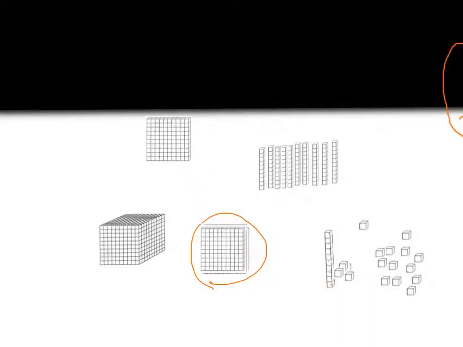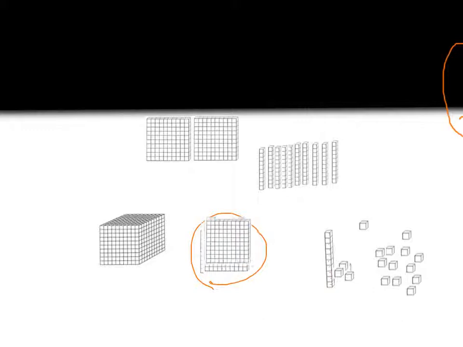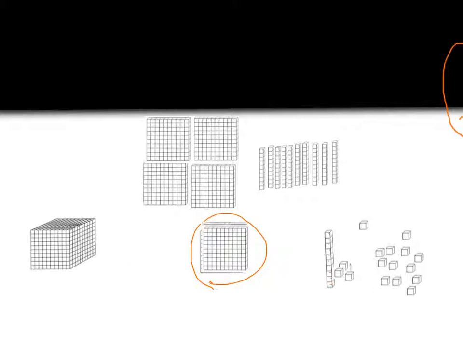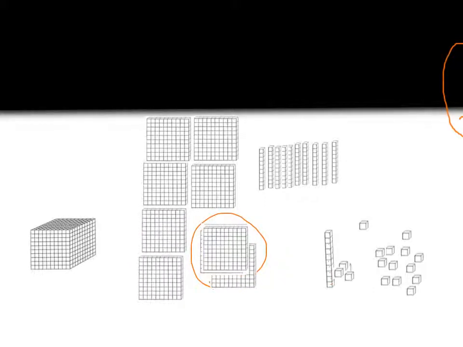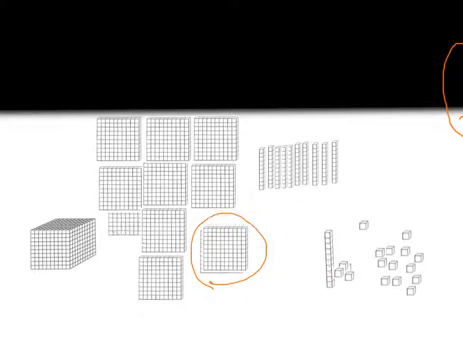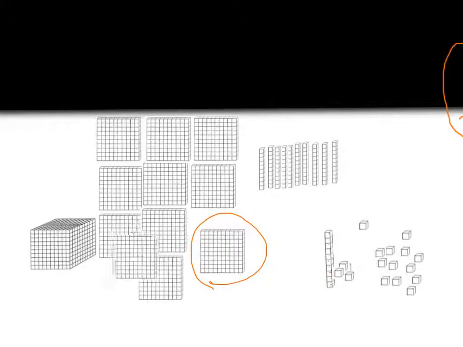1, 2, 3, 4, 5, 6, 7, 8, 9, 10. So here we have 10 hundreds blocks. 10 hundreds blocks is the same as 1,000 block.